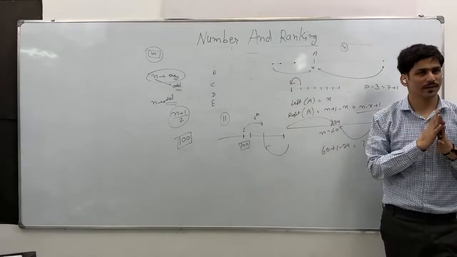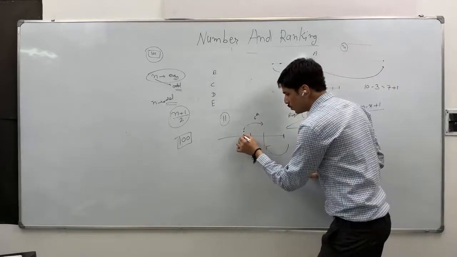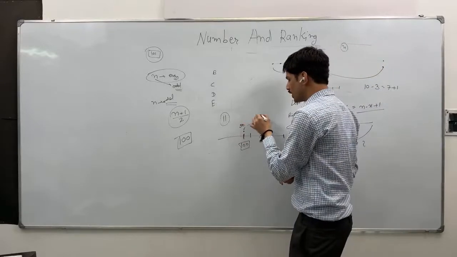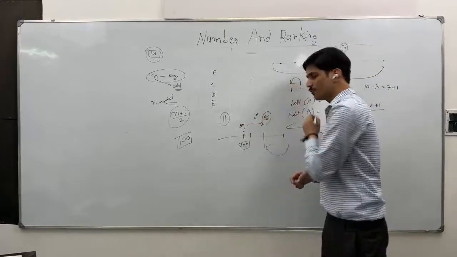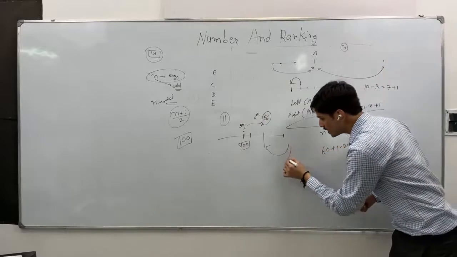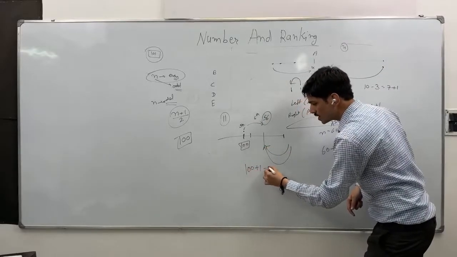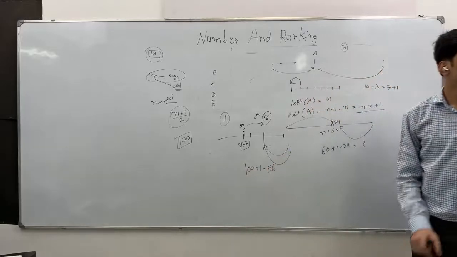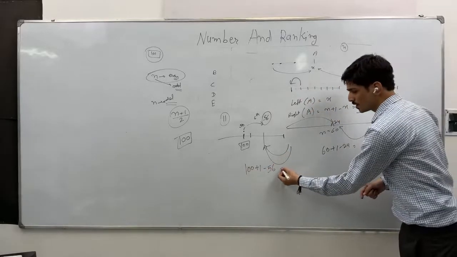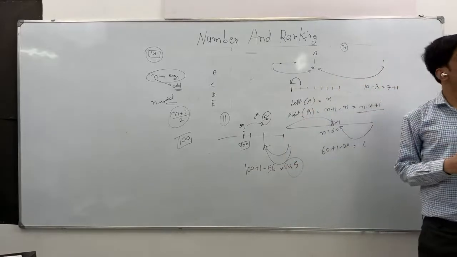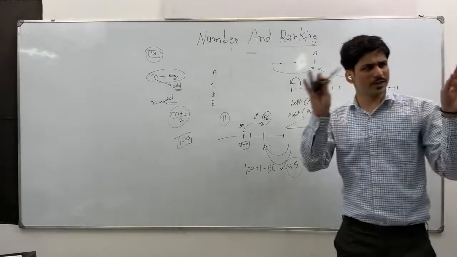You see, what is the rank of these students? 50. If he moves, where will he come? 56, right? Now from the right hand side, if I want to find it, what am I supposed to do? 100 plus 1 minus 56, which gives 45. Clear? So this is the first category of question.